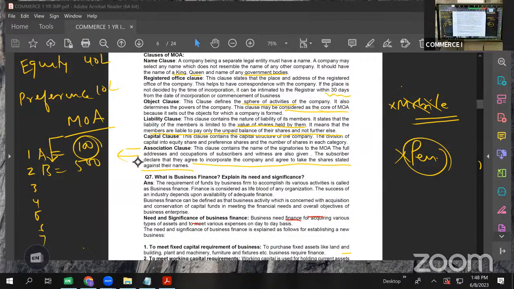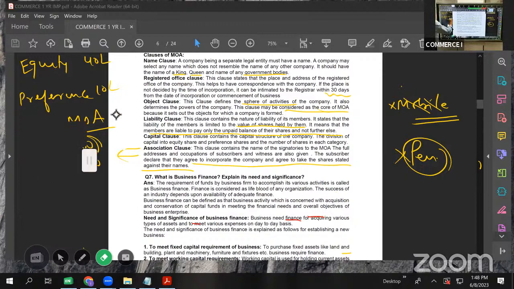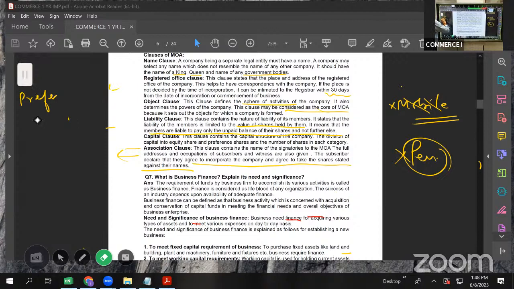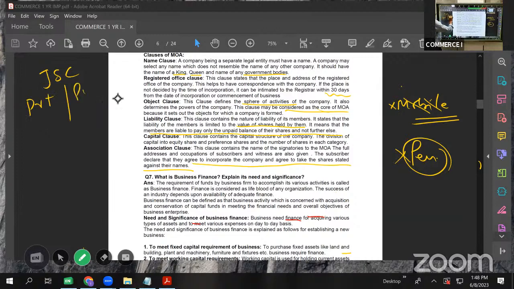Okay. Now, see, today we have learned 3 LAQs. One is features of joint stock company, very frequently asked. Then differences between a private company and a public company. This is also very frequently asked.